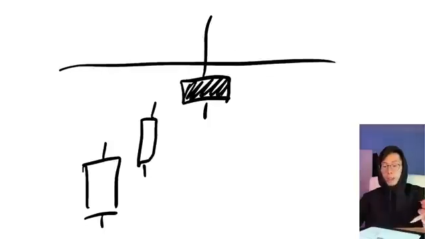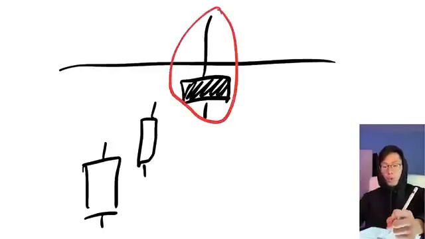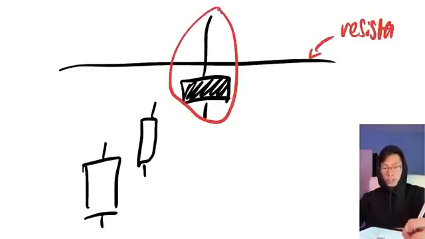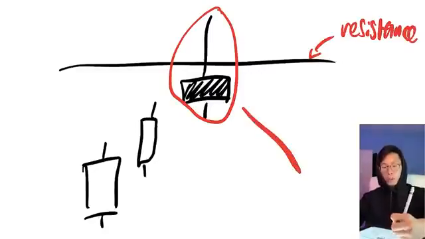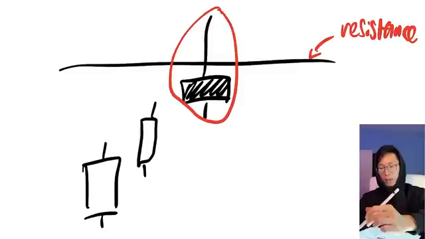So for example, when you see this candlestick at a resistance area, this is your resistance area. What does it mean guys? It means that sellers are coming into this market and pushing the price down. So we should enter for a sell.